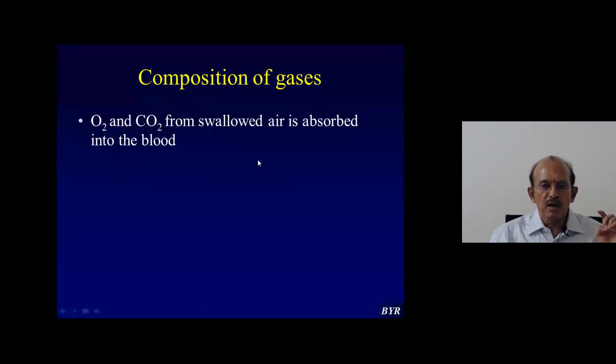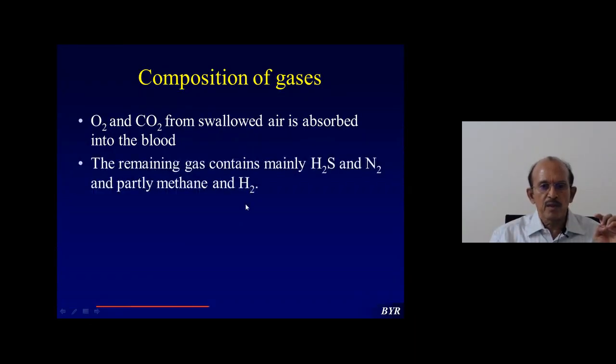What is gas made of? Oxygen and carbon dioxide from swallowed air is absorbed into the blood. The remaining gas contains mainly hydrogen sulfide and nitrogen, and partly methane and hydrogen. So these are all the gases liberated due to fermentation of the food by the microbes. The nitrogen is, of course, from the atmospheric air.